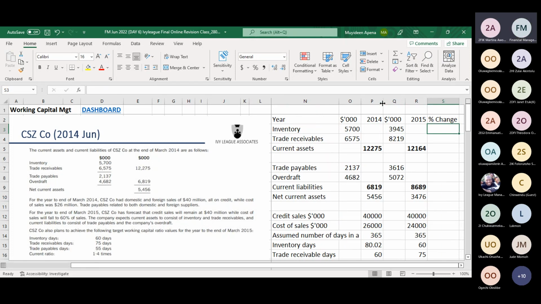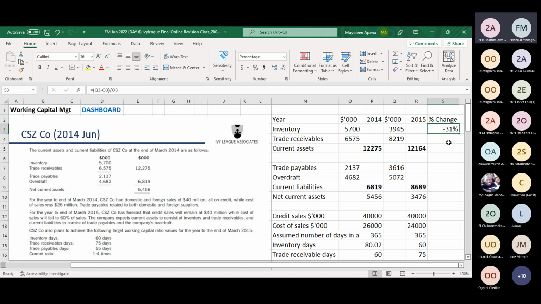So this is equal to new minus old, over old. New minus old, isn't it? Divided by old. Okay. So we have this.